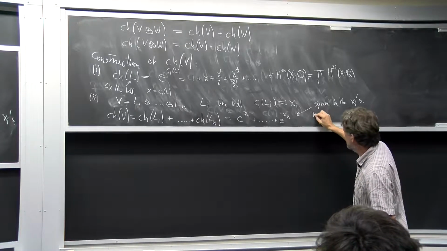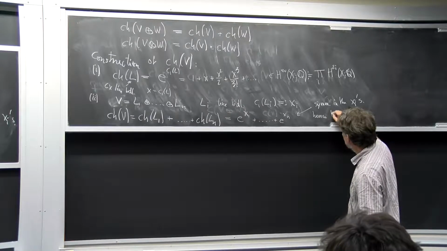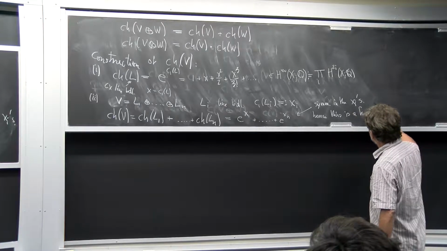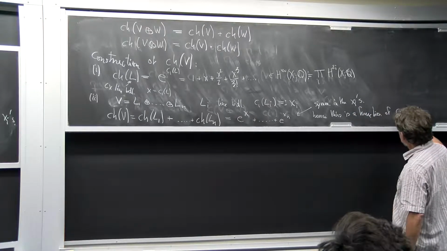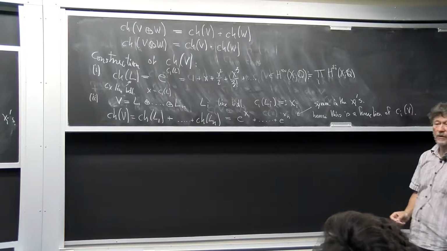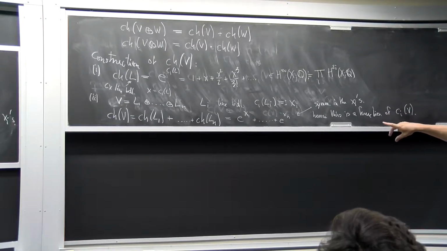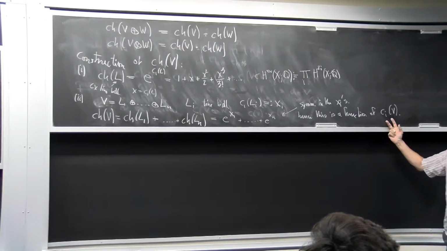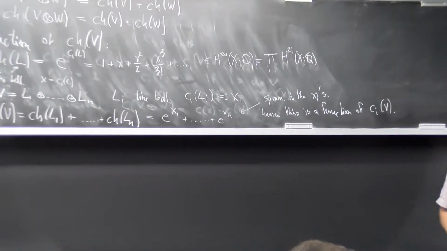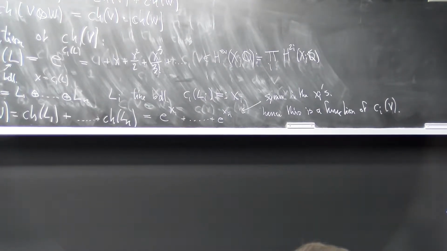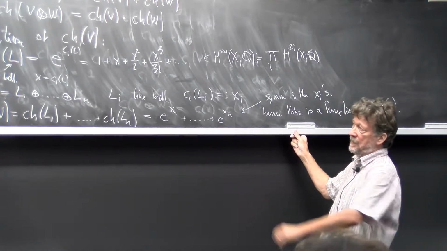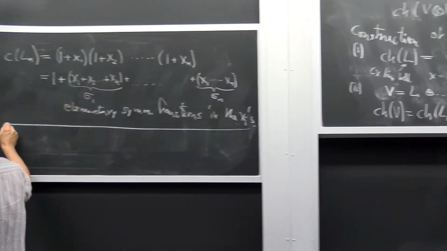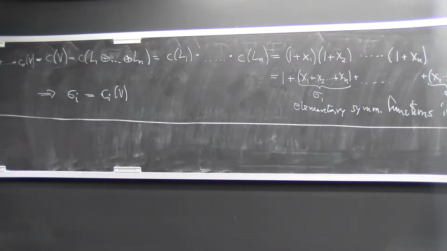So hence, this is a function of the Chern classes of my original bundle. So I didn't need to assume that this is a sum of line bundles. No. I get once and for all a formula in terms of the Chern classes of the bundle. So that's my definition then of the Chern character. Okay, everybody good with that? All right. So that explains the Chern character.